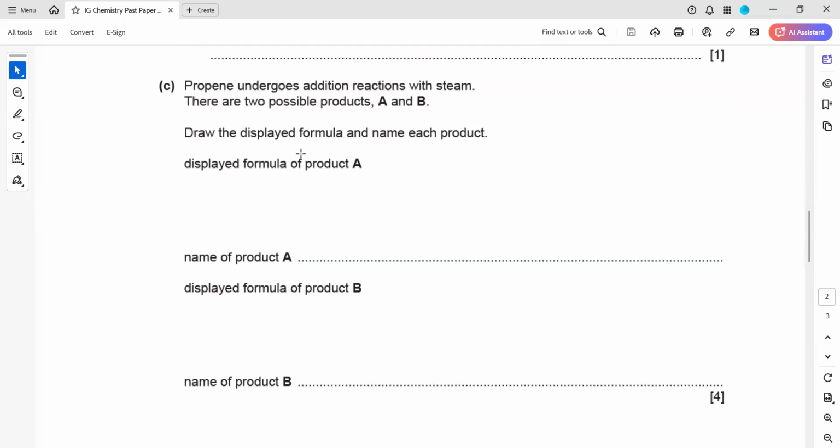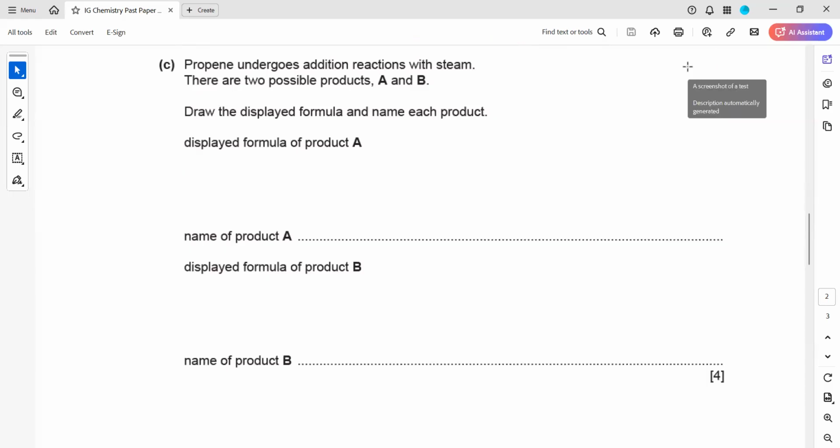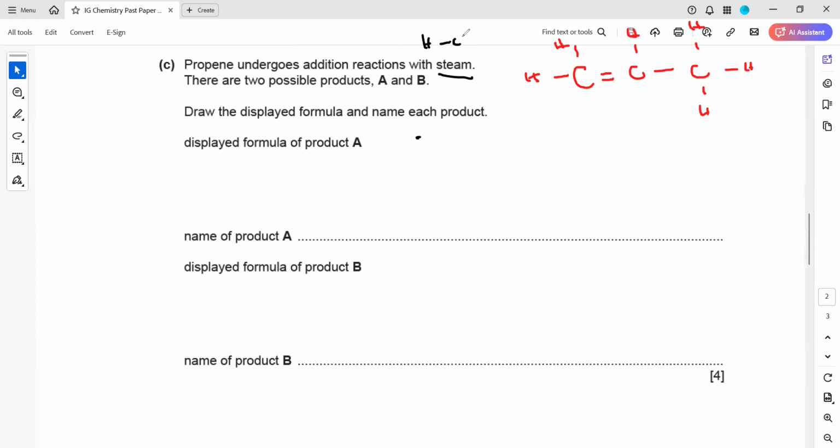Propene undergoes addition reaction with steam. There are two possible products. Draw the displayed formula of each. Look, this is propene. Displayed formula means we have to show all the bonds and all the atoms. This is propene. Prop means 3 carbon and ene means there is a double bond. Now, what is the possibility when it reacts with steam? Steam means H and OH. So what might happen?